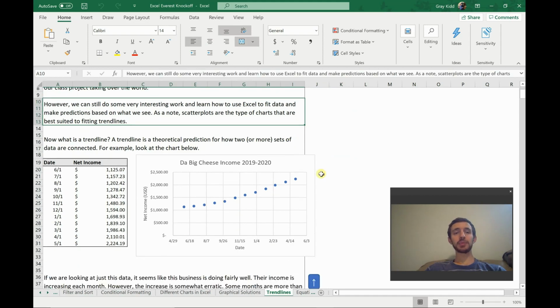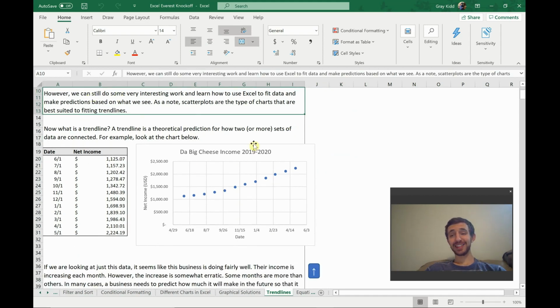So in this case, we're going to be doing what we can call a trend line. That's what Excel calls it. What direction is the data trending? Is it up, down, flat? You'll find out.